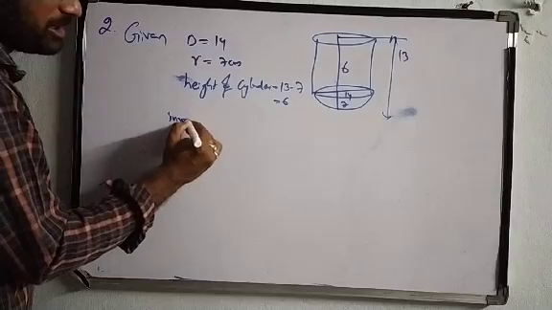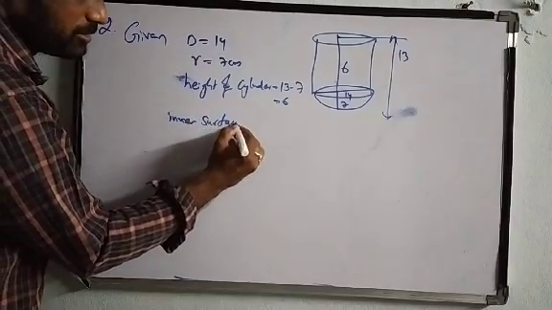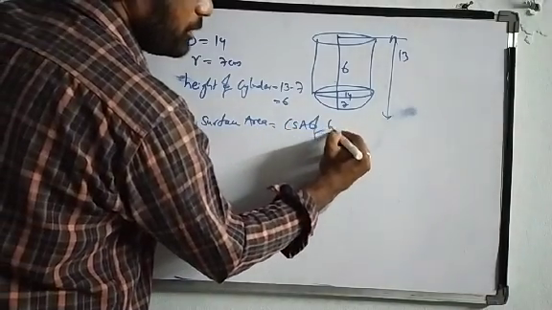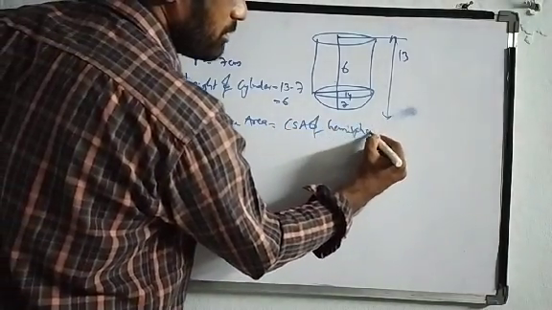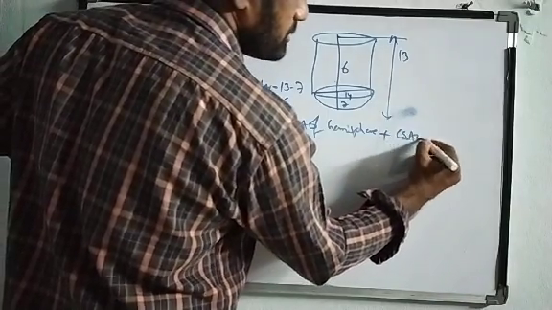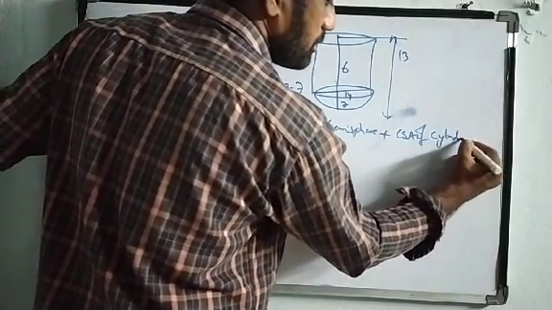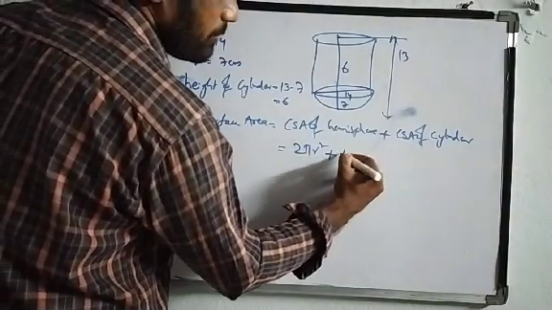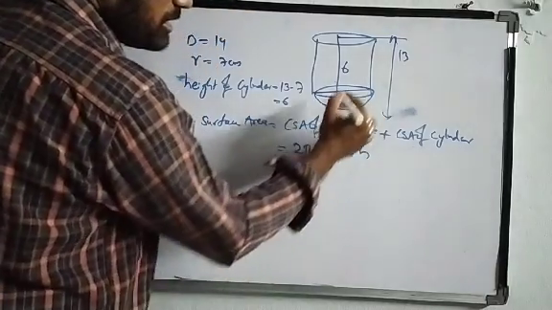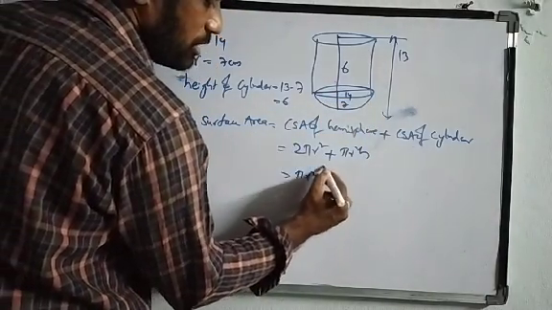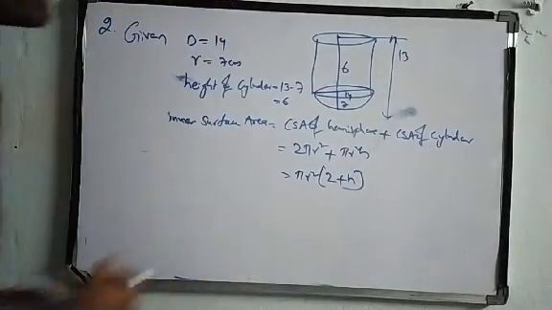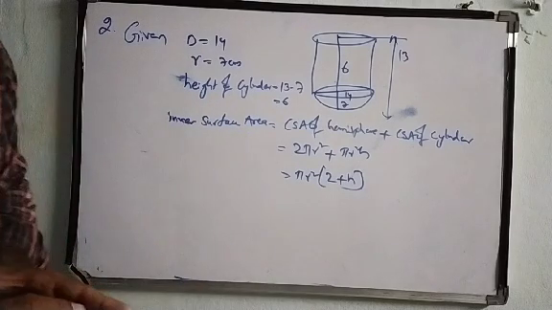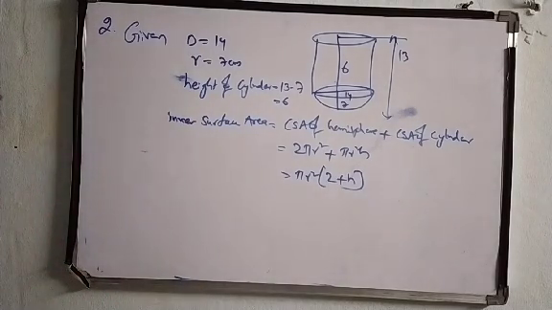So inner surface area is equal to curved surface area of hemisphere plus curved surface area of cylinder. So here curved surface area of hemisphere is 2 pi r square plus curved surface area of cylinder 2 pi r h. Since the radius is common in both, we can take 2 pi r common. So r plus h. If you substitute the values, you will get the answer. Radius is 7 and height of the cylinder is 6. We will proceed to the next question.